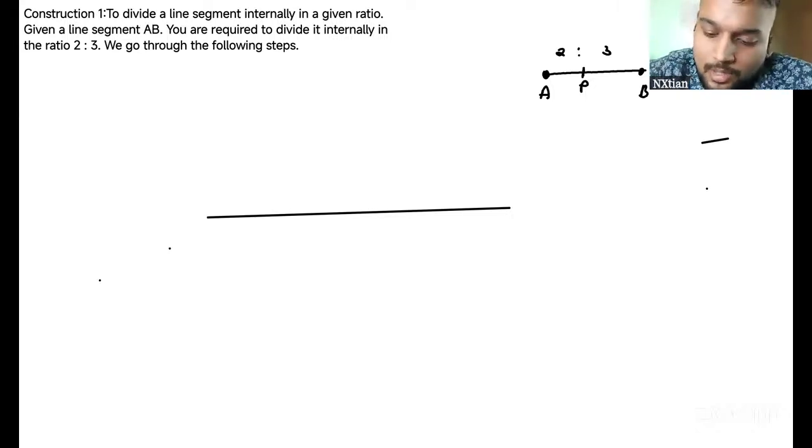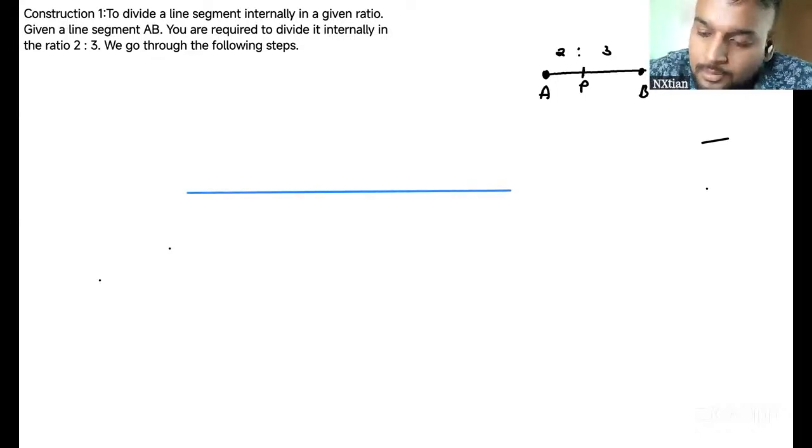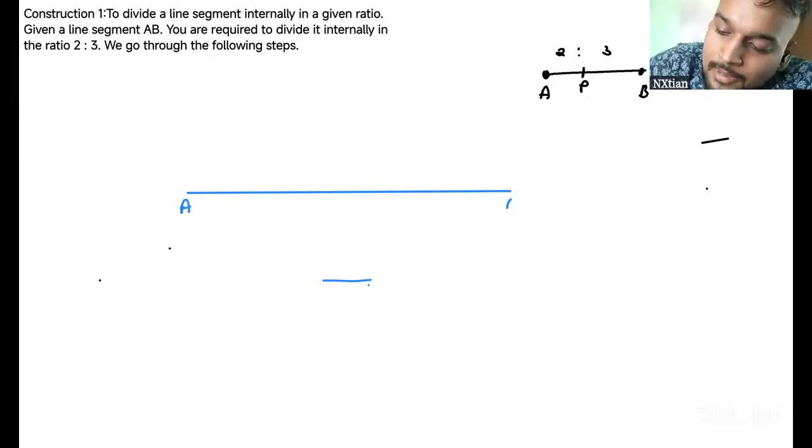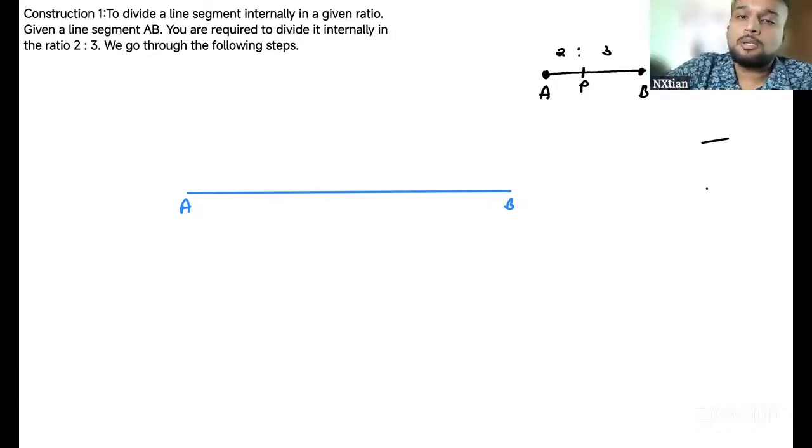I'll make it again with the blue pen. This is my line segment AB. I'll name them first, A and B. Everyone draw this. Quickly draw this. Step by step we will do it. Any line segment, it should be on the line. If it is big enough, then it's okay.